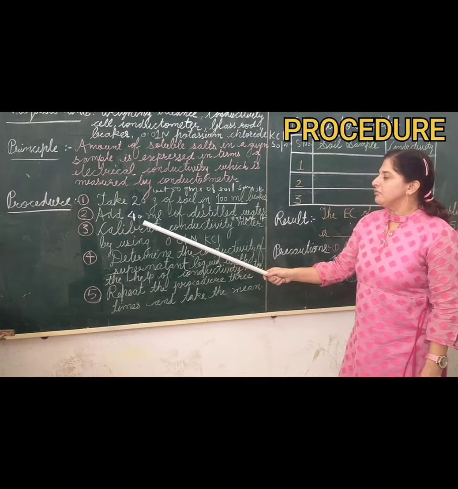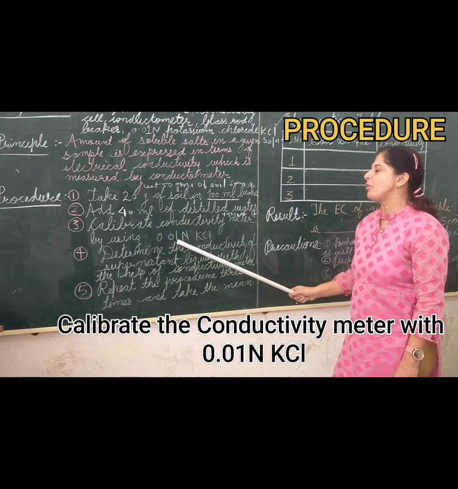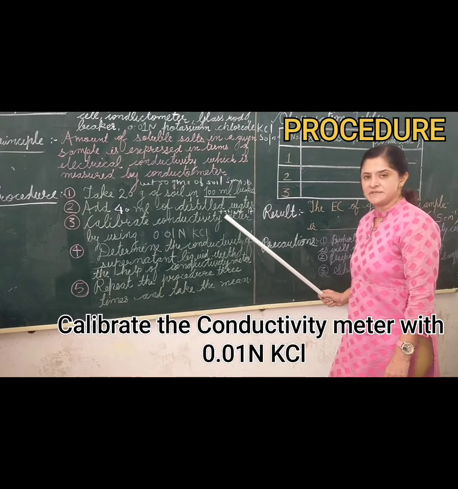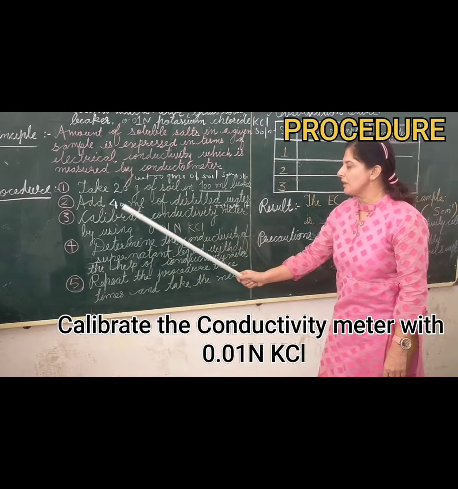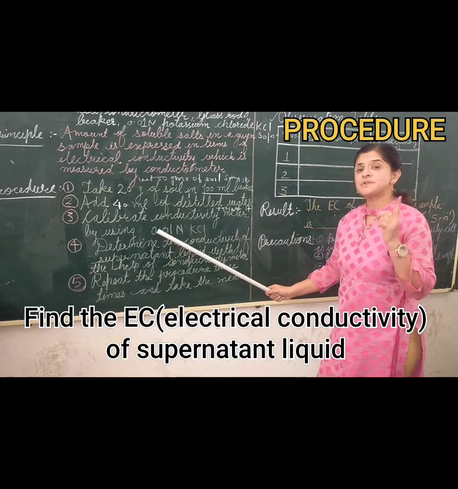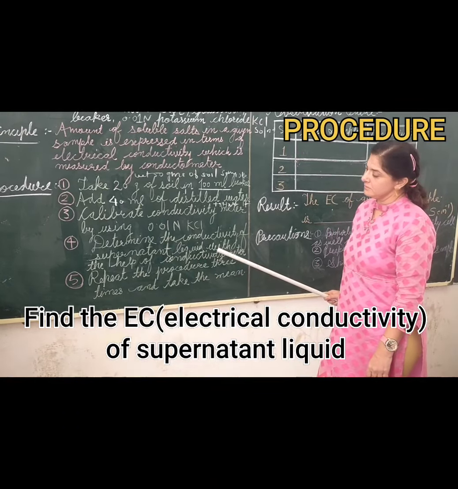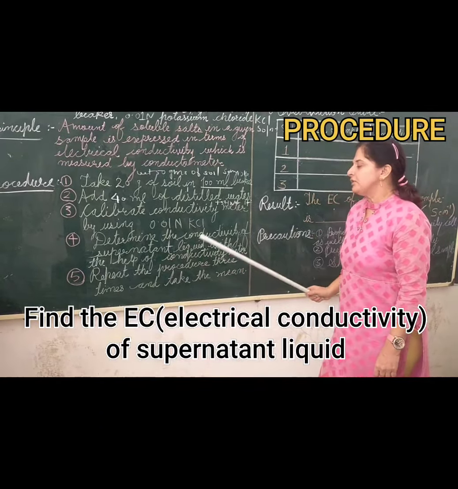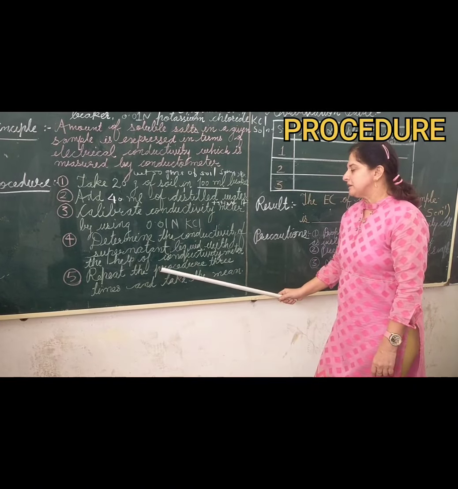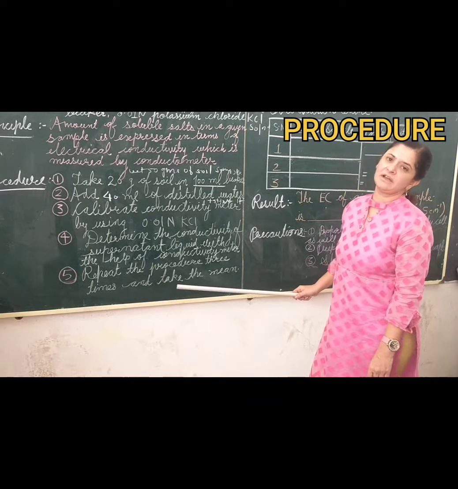Side by side, we have to calibrate the conductivity meter by using 0.01 normal KCl solution. Then we have to determine the conductivity of that supernatant liquid with the help of the conductivity meter. And then we have to repeat the procedure 3 times and take out the mean.